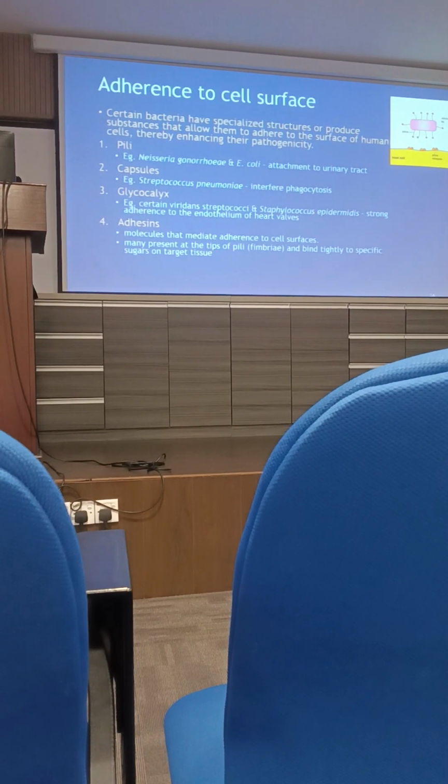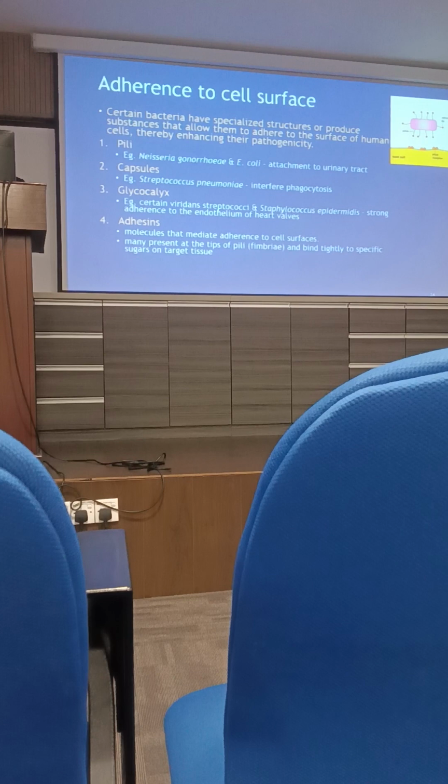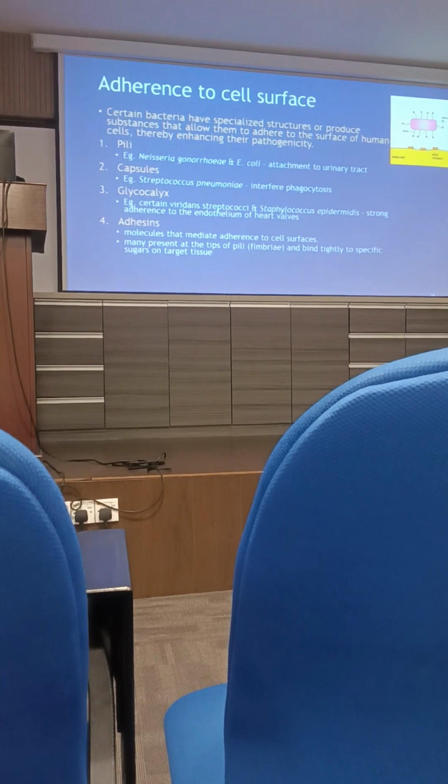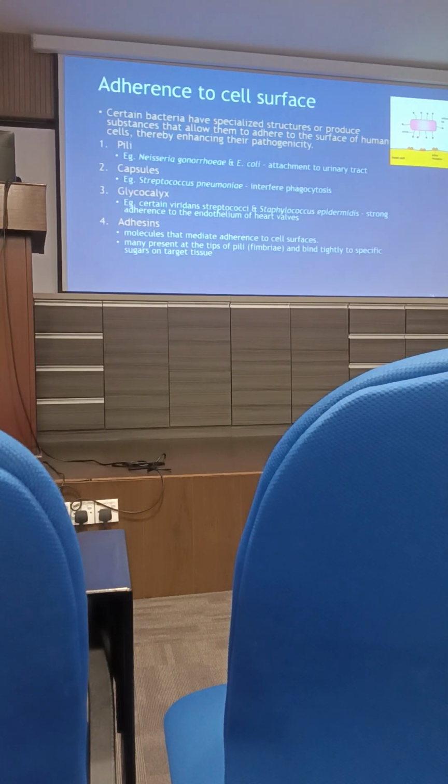Capsule, for example, Streptococcus pneumoniae. We saw transformation in the experiment by Griffith, right? Where he showed that the ability to produce capsule can be transferred between bacteria, even from dead bacteria to live bacteria. Remember? So that was the capsule, the ability to produce capsule in Streptococcus pneumoniae, and that interferes with phagocytosis.